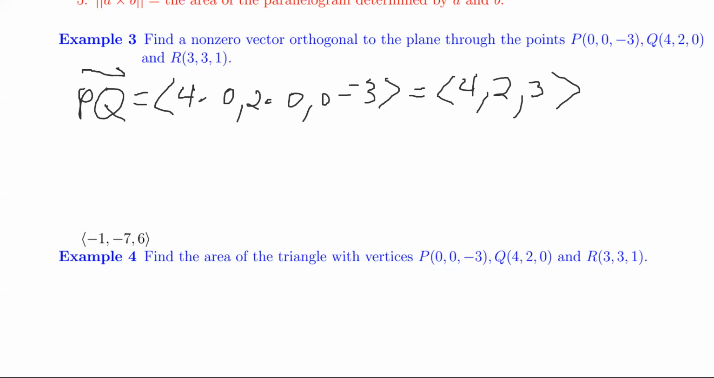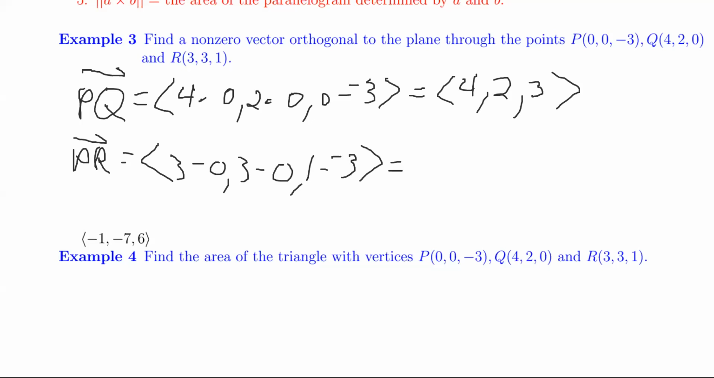We also have the vector PR. Oops, PR is what I meant to write there. So this is 3 minus 0, 3 minus 0, 1 minus negative 3. So this is the vector 3, 3, 4.